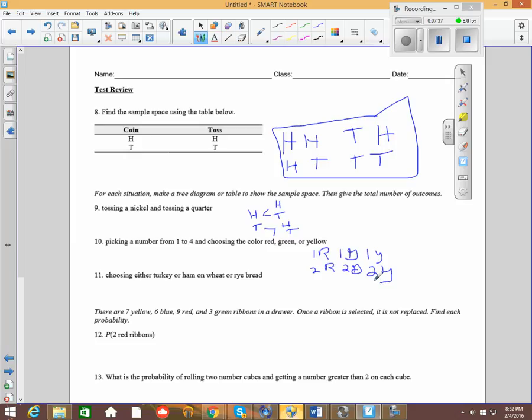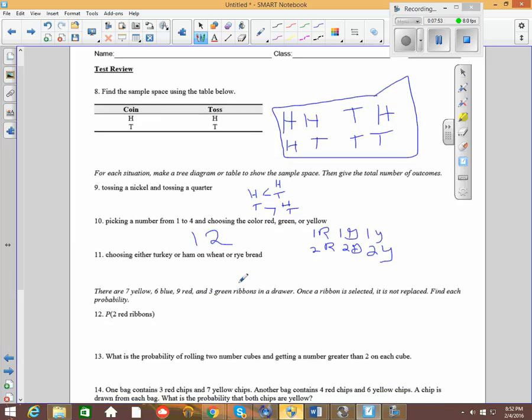So how many total outcomes do we have? Yes, it is 12 total outcomes. Now number 11, choosing turkey or ham or wheat on rye. I'm going to have you make your own either tree diagram or your table that I will go over with you. The answer will be how many combinations or how many outcomes? Yes, it is 4. So you draw it and see if you come up with 4 also.